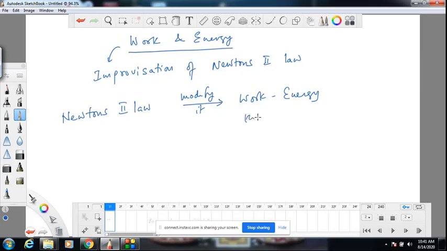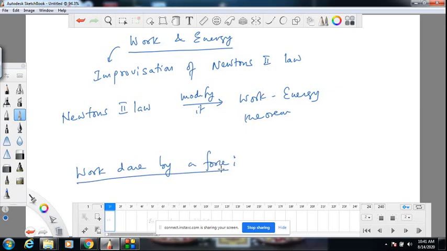So to understand the work energy theorem, first we need to understand work done by a force, what is energy, what are the different types of energy, and all those aspects. That is the idea. So our topic starts with this. First we will try to understand work done by a force. This is our starting point.